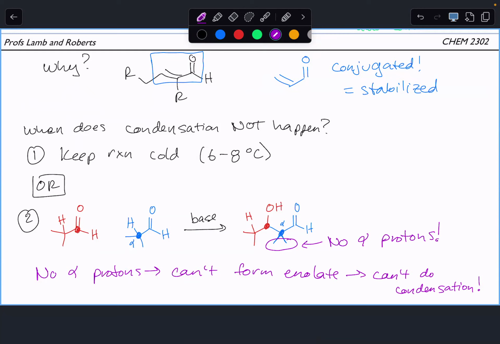Questions on that? Okay, so the condensation is the default. If temperature is not specified, you assume it keeps going. If you specify cold, then you can stop it at the addition product, okay? All right, so let's practice a little bit.